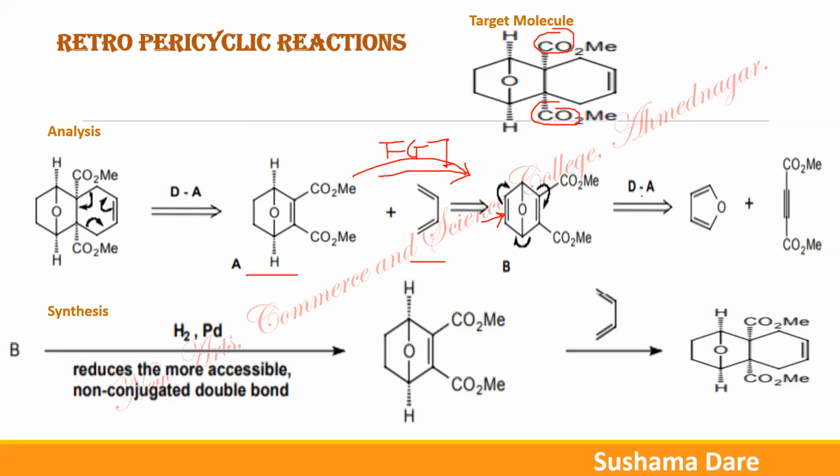Now you can go again for a retro-Diels-Alder reaction. So mention on the arrow retro-Diels-Alder reaction. Again you do one more retro-Diels-Alder reaction. So again it gives a furan plus a substituted alkene.